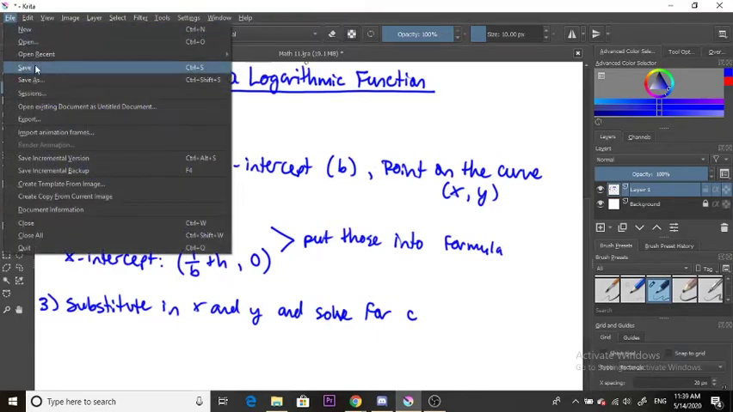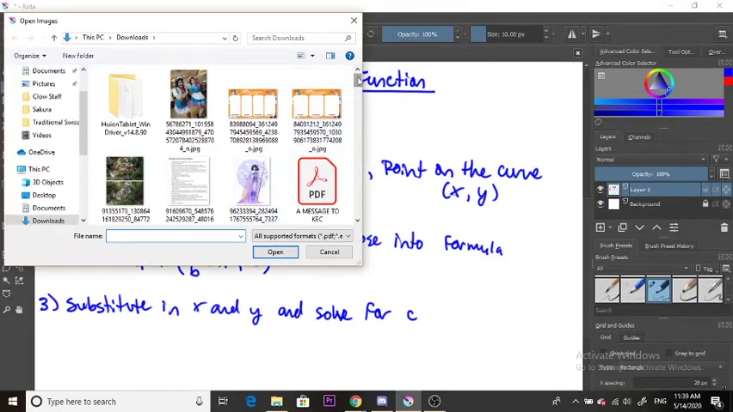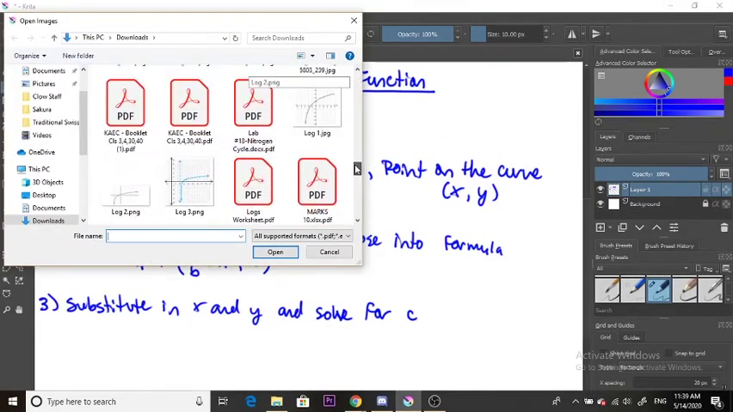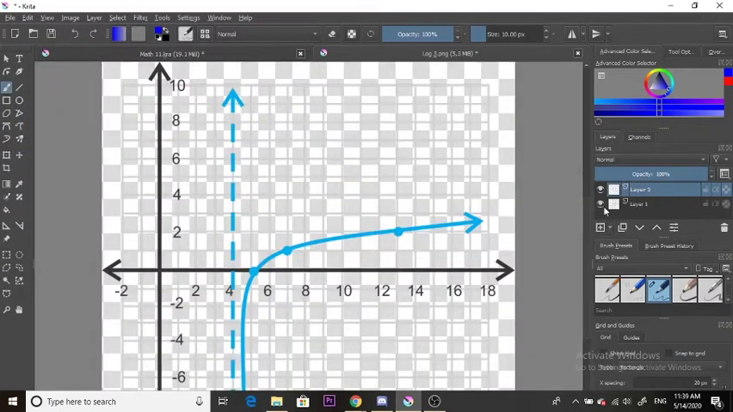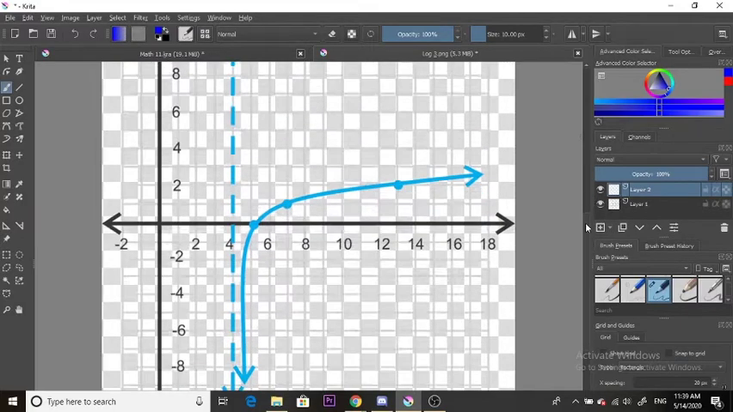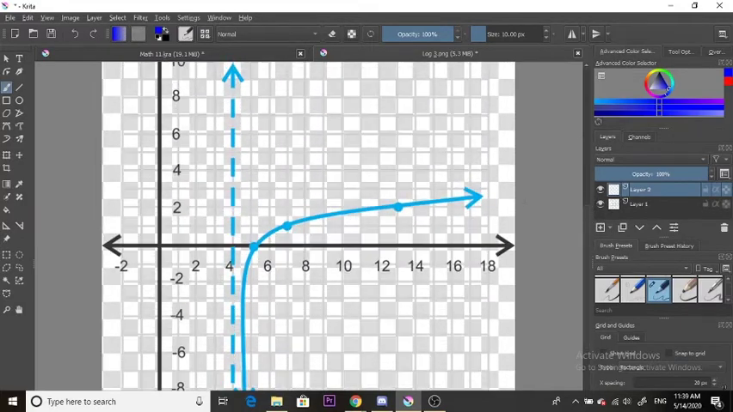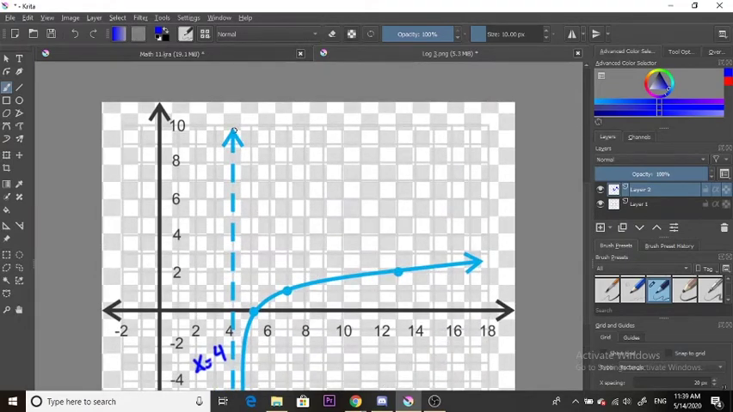So let's take a look at an example. Let's look at this example right here. So we have here the asymptote. So my equation for the asymptote is at x = 4. So automatically, I can make a note up here that my h is equal to positive 4.